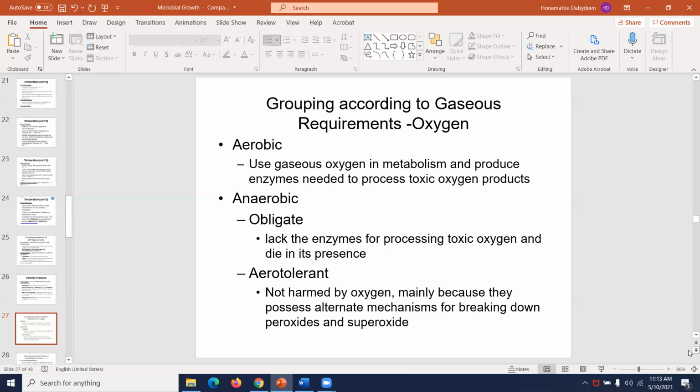Aerotolerant anaerobic organisms are not harmed by oxygen. They don't use the oxygen in metabolism, but they're not harmed because they can find alternate ways of breaking down the peroxides and superoxides that are produced. The name tells you: aerotolerant, they can tolerate. When we say aero, we're really talking about the oxygen in the air. So they can tolerate the oxygen.